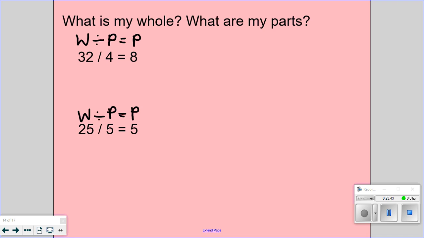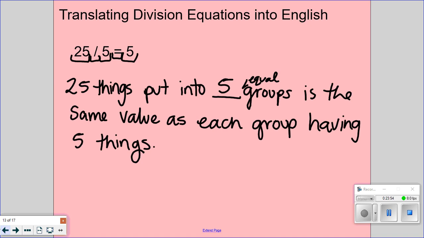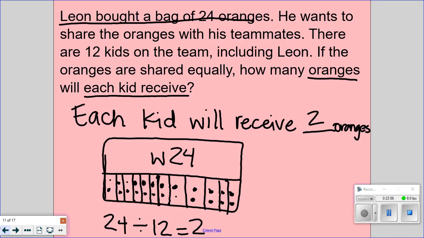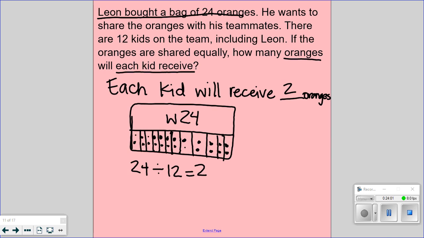This matches our bar model. Turn and look at our bar model really quickly. Did we know our whole? Yes. Yeah, it was 24. Hey, look where we put 24. That was our whole. And we divided it into groups or parts. And we were left with parts. So far, so good? Yeah.